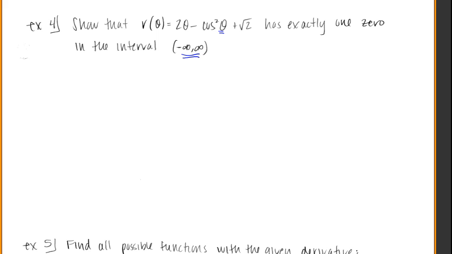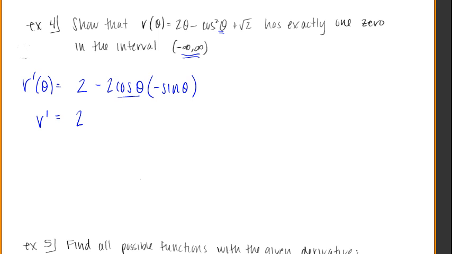And this time I'm going to start with the derivative portion. So let's look at r prime of theta. The derivative of 2 theta is 2. And the derivative of cosine squared will be: pull down the 2, cosine theta, and then times the derivative of cosine theta, which is negative sine theta. And the derivative of the square root of 2, of course, is 0. So the derivative, r prime, is going to equal 2 plus 2 cosine theta sine theta.